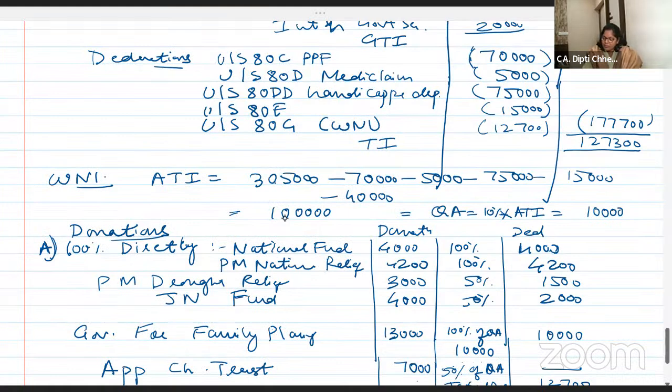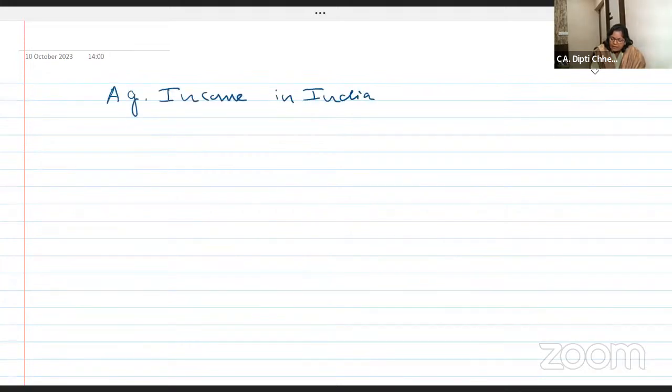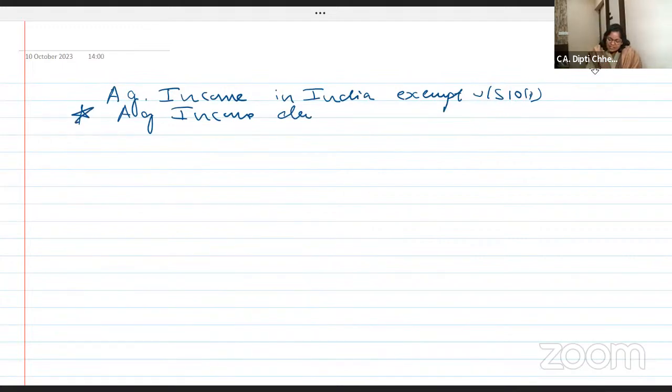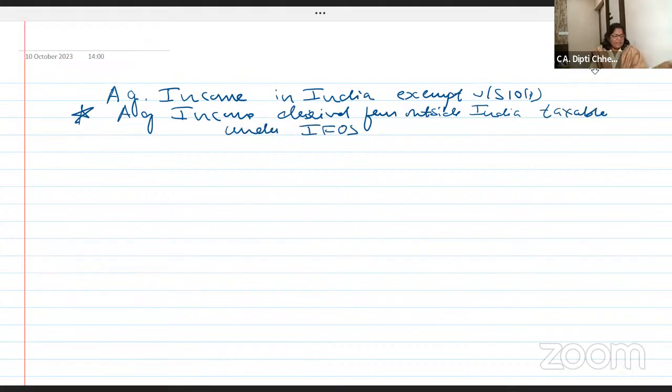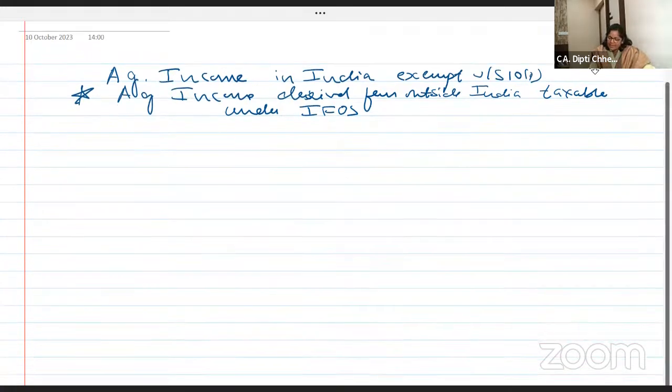Okay, let's go. New page for agricultural income. Please write down what I'm making you write. Agricultural income in India is exempt under section 10(1). The second part usually comes in residential status. Agricultural income derived from outside India is taxable under income from other sources. If you're not following my writing, listen to me and write as if I'm dictating. Shall we go together?